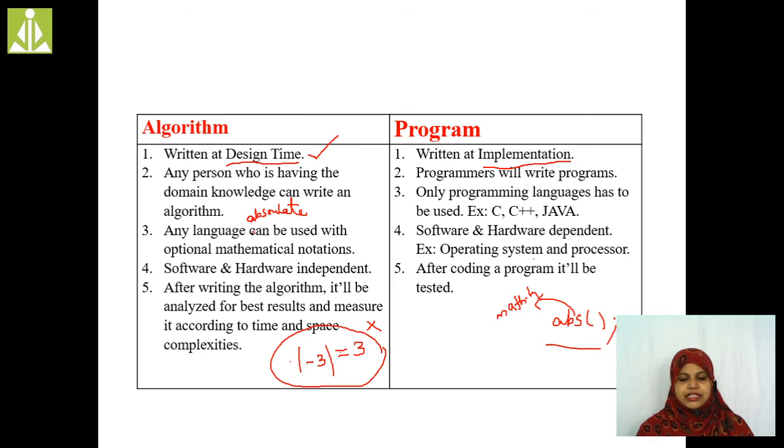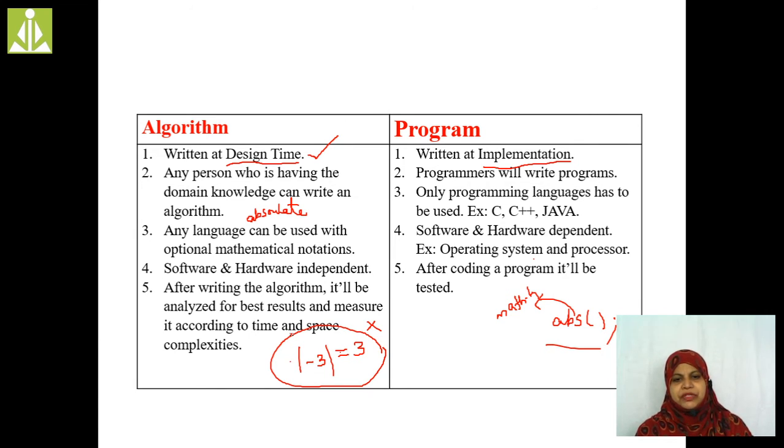Third difference: any language can be used with the optimal mathematical notations in an algorithm, whereas in programming languages, we have to use only programming language constructs. Predefined functions are there, and we have to use those predefined functions only.